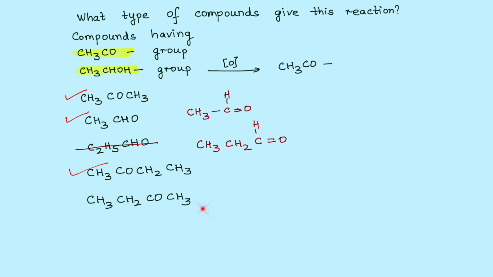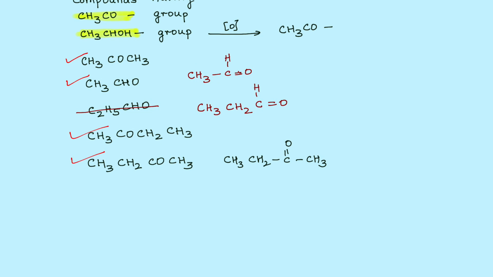Be very, very careful. Does it have the CH3CO group or CH3CHOH group? Look over here. CH3CO, because here it is not bonded. It is like CH3, CH2, C double bond O, CH3. So it's again a ketonic group, a methyl ketone. That means C double bond O, CH3 group is there. So what do I do? Yes, absolutely, put a tick.